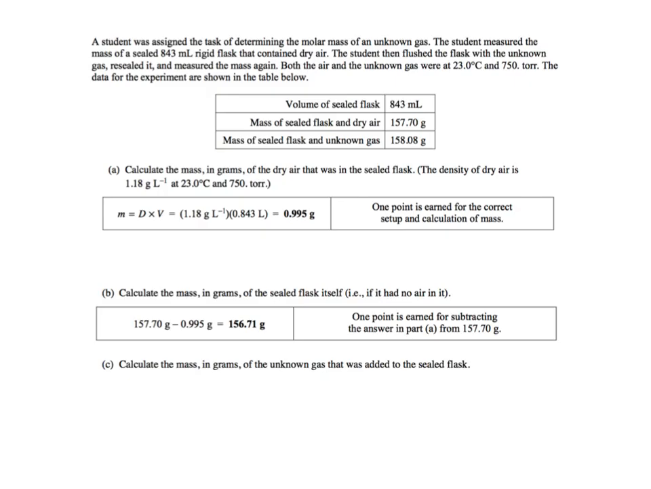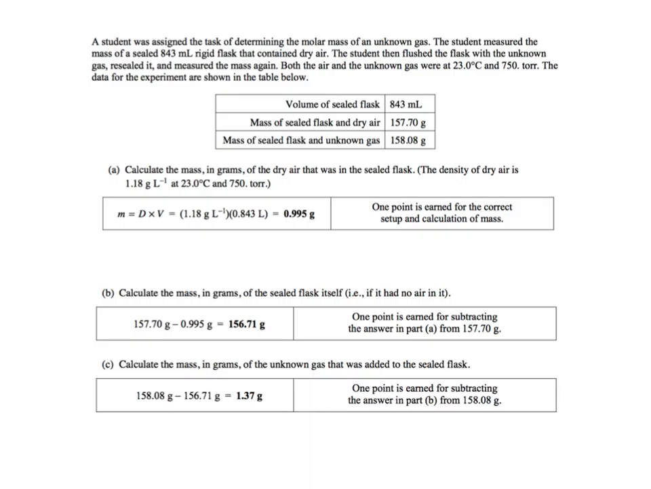Then finally, if you want to find out how much the gas weighed that was put into it, you just subtract the mass of the flask from the mass of the flask with the unknown gas, and that will give you the information that you need there. So that gives you the number of grams that you have in the flask.